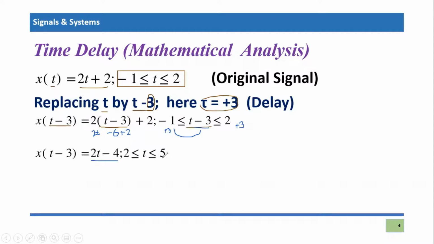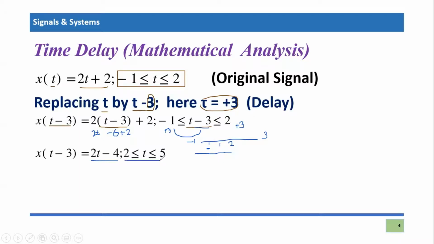So if you are noticing it, the last time this signal was from minus 1 to 3. Now you have delayed it, and this signal is now not starting from minus 1, rather it is starting from 2. So 0 will be somewhere here, it will be 1, and it will be 2. So if you notice it, it is a delay of how much? 3 units or 3 seconds in terms of time. So basically your signal is delayed in terms of time interval.